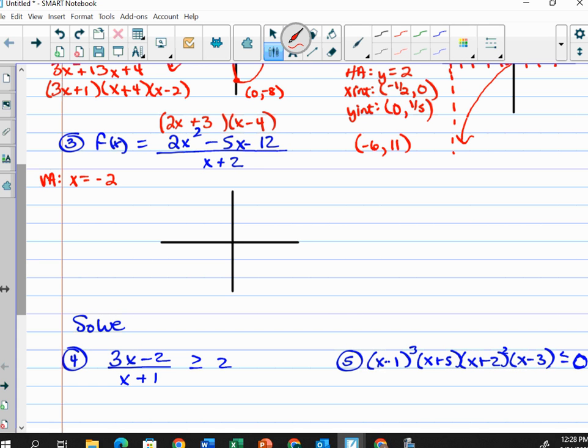Top heavy, bottom heavy are equal. Okay, so what does that make? And how do I find that? Yes, I'm going to do -2. Okay, do I care about the remainder? No. Okay. And I'm going to stop there. So your slant asymptote is the equation y equals 2x minus 9.